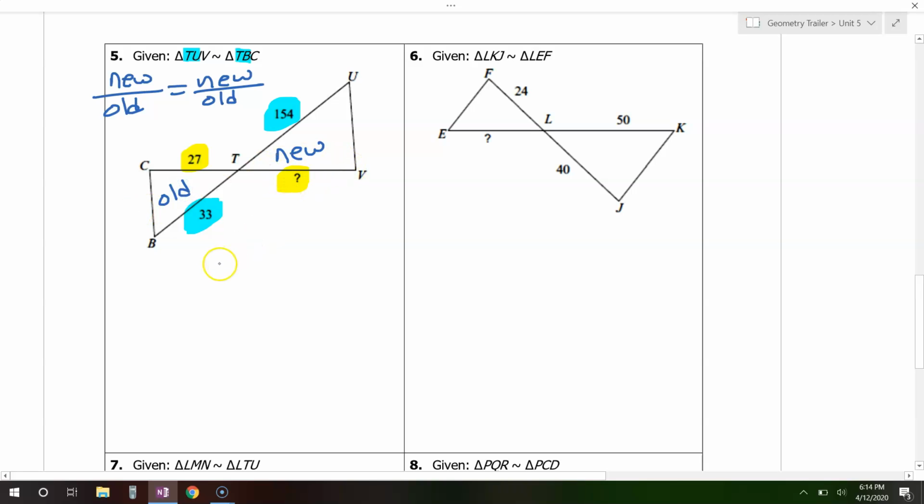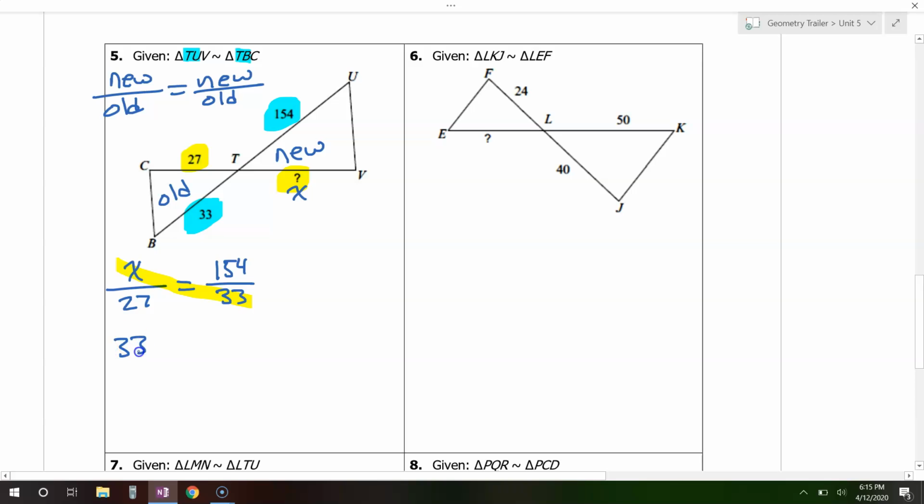Doesn't really matter. So if I set up new over old, let's start with the yellows. I'll call this x. So new over old will be x over 27, yellow over yellow. Now let's do the blues. New over old, so that would be 154 divided by 33. Now we can set up our new equation by cross multiplying. All right, we will multiply these together.